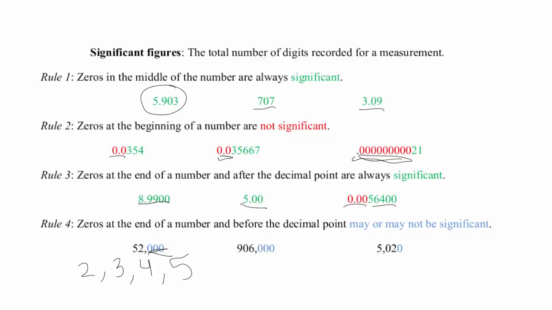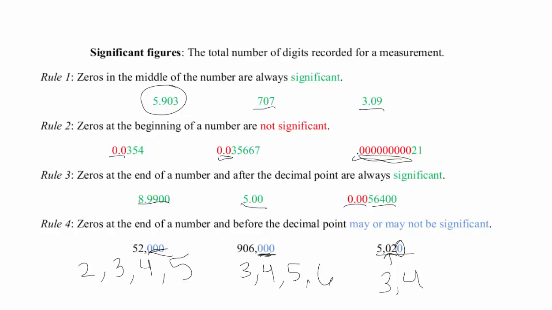We don't know. For the second one, these 3 zeros here may or may not be significant. Therefore, this number has at least 3 significant numbers, being the first 3 numbers, 4, 5, or 6 significant numbers. And for the last one, the very last 0 here may or may not be significant. Remember that zeros in the middle of a number are always significant. That's why this 0 here is significant. So we have at least 3 significant numbers, but we could have 4.